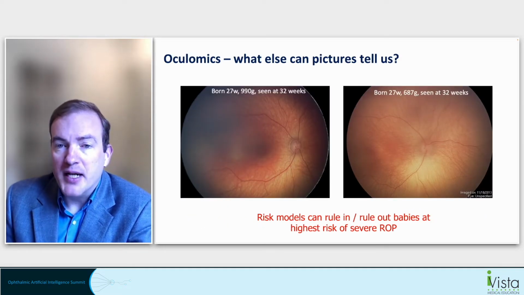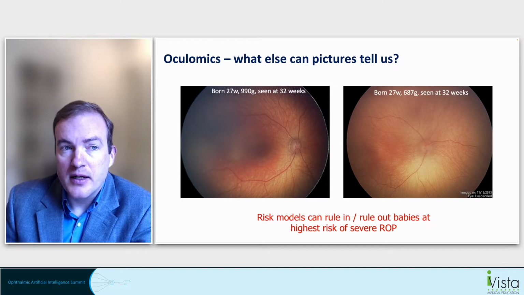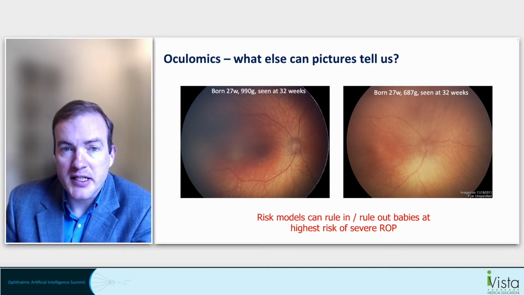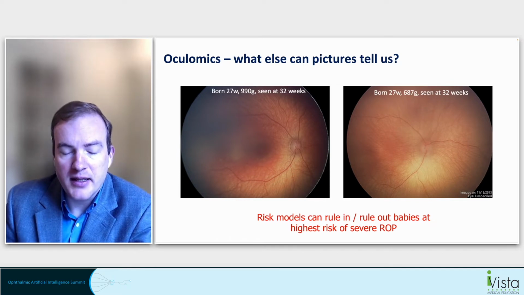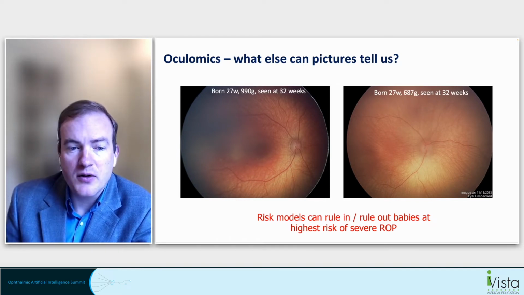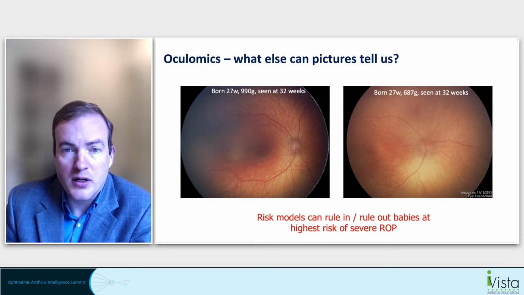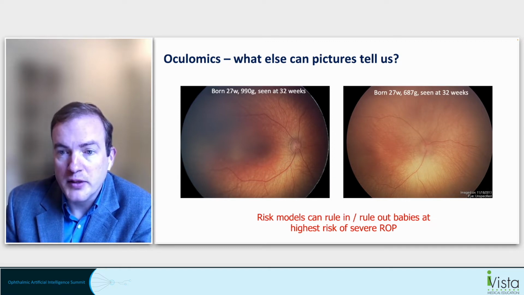Finally, moving beyond ROP diagnosis, we've heard a little bit about things that we're learning about AI that we weren't necessarily expecting. And Pierce Keane, I think, coined the term oculomics. And so I've shown you already that, for example, if we look at these two babies at 32 weeks, both similar pretest probability for developing ROP, risk models can rule in or rule out babies at highest risk of severe ROP based on early changes in the vascular severity.